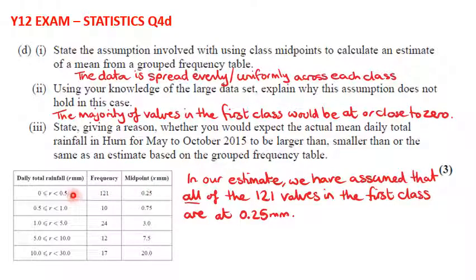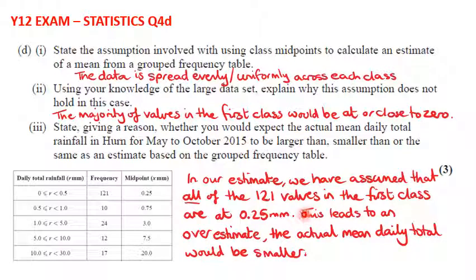They won't necessarily be balanced out by anything above that midpoint. So we've assumed a lot of these are higher than they are. Therefore, we've got an overestimate and the actual mean would be smaller.